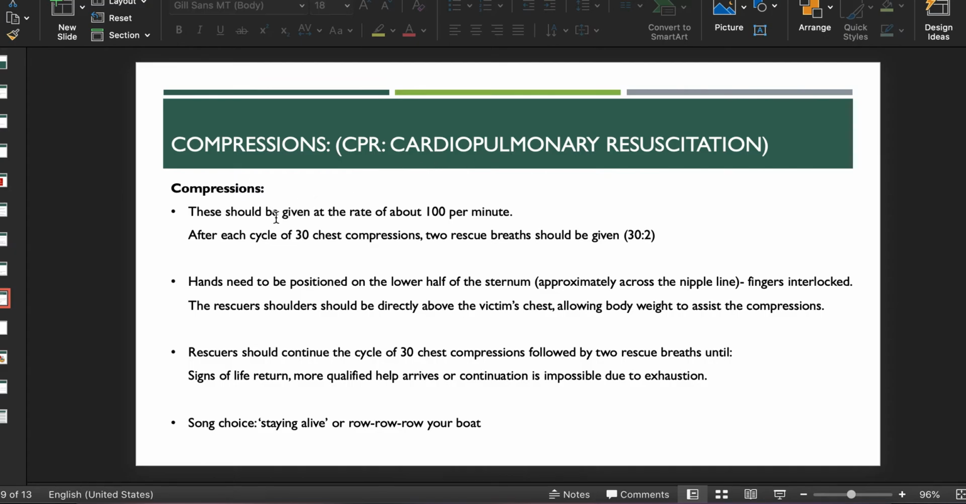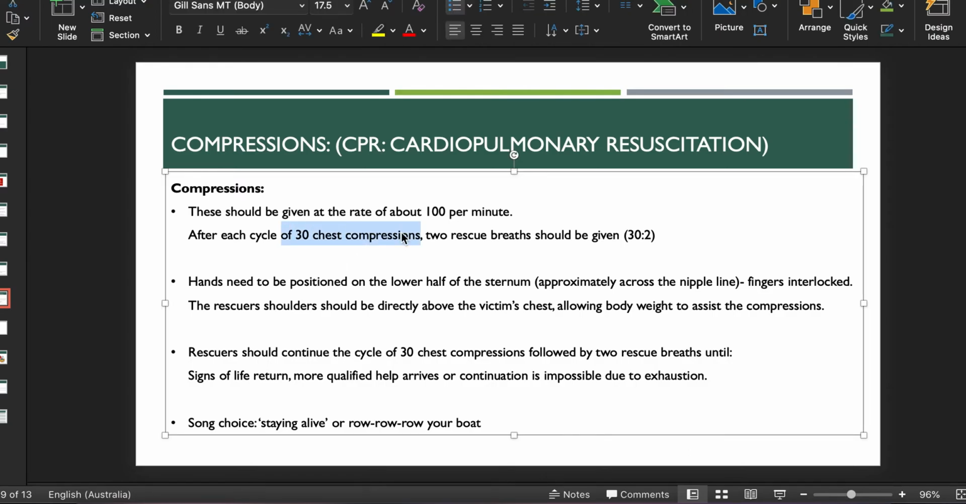What we do with CPR is that we place both of our hands onto the middle of the chest, the sternum area. It is in the lower half, right across where the nipples would line up. You lock your fingers together and you apply your body weight with straight arms down, doing 30 compressions.